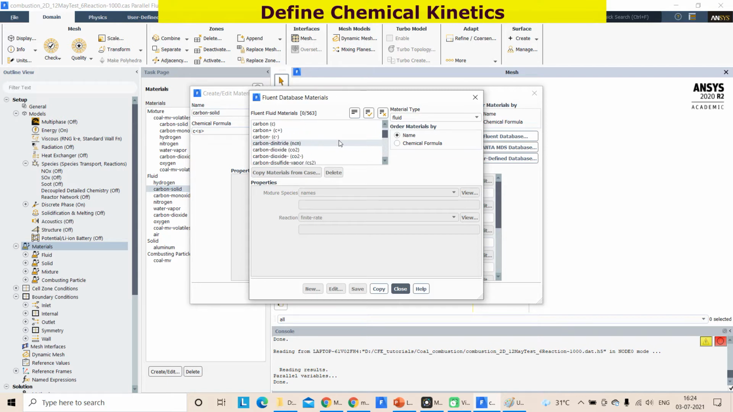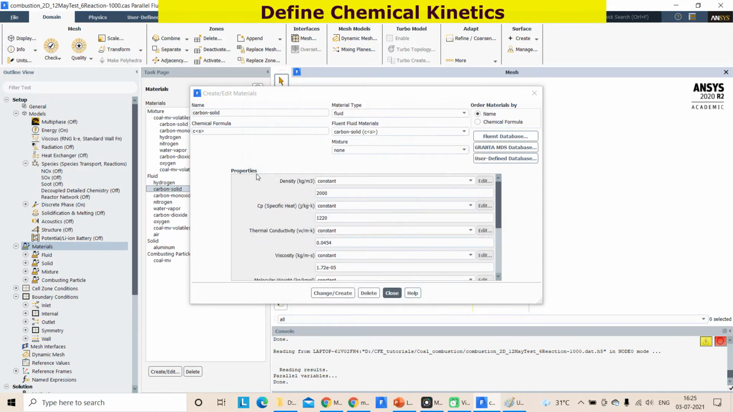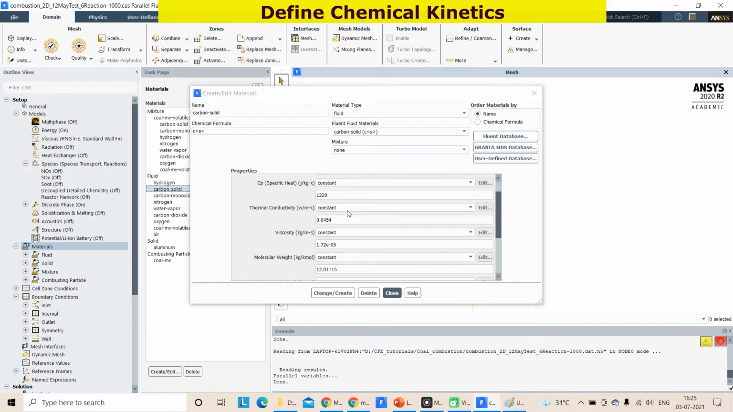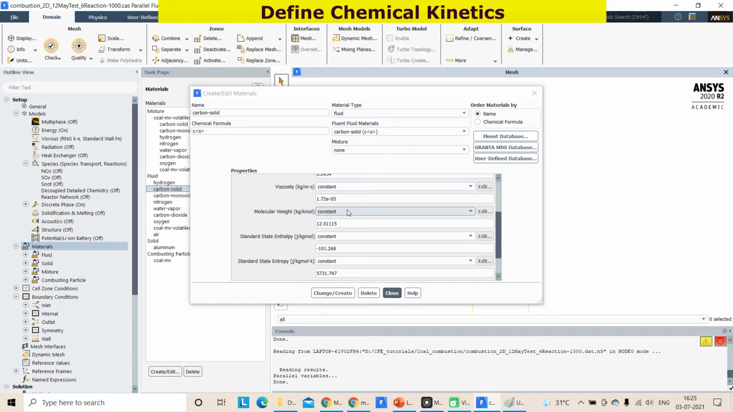These species we can select here. If it's not there, then we can add it. This is solid carbon, we can add here. Then here we can check the density, specific heat, thermal conductivity, viscosity, molecular weight, all these thermophysical properties you have to select.